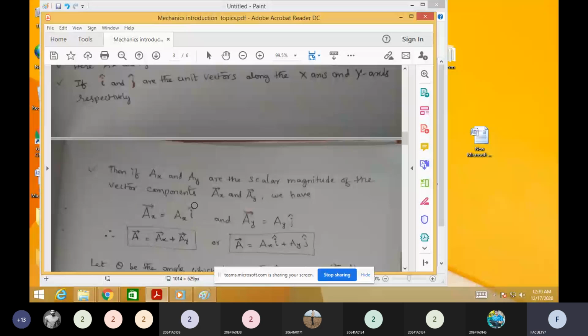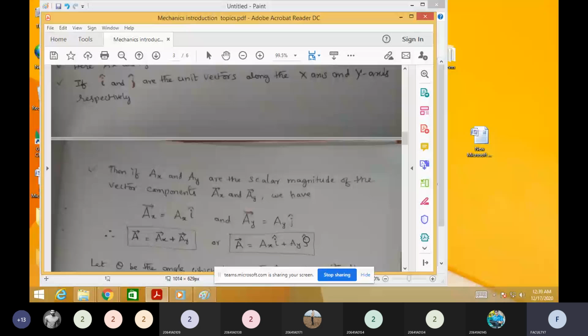Similarly, the y component has a magnitude ay and the direction is defined along the y-axis, so we mark this as j cap. j cap has no value; it gives only the direction. We substituted that in this equation, so a is given as the x component plus the y component, and here in terms of i cap and j cap we substituted.